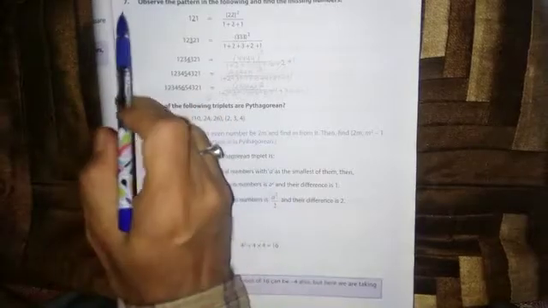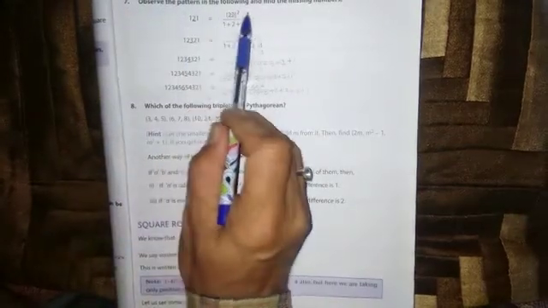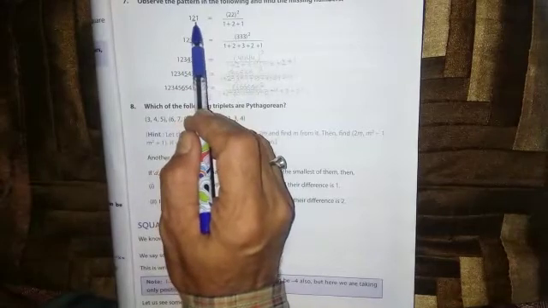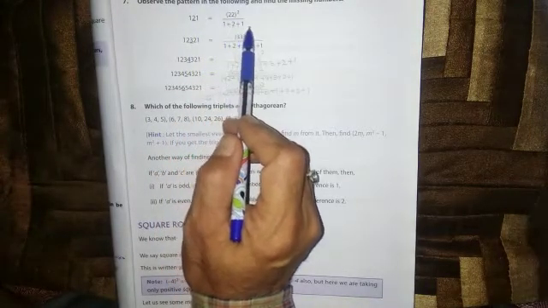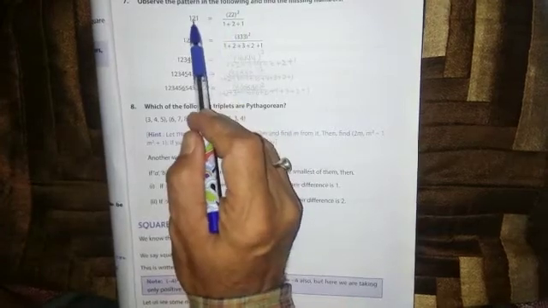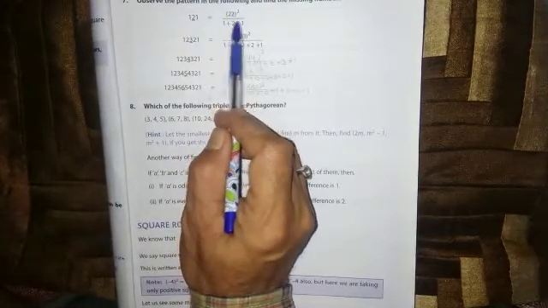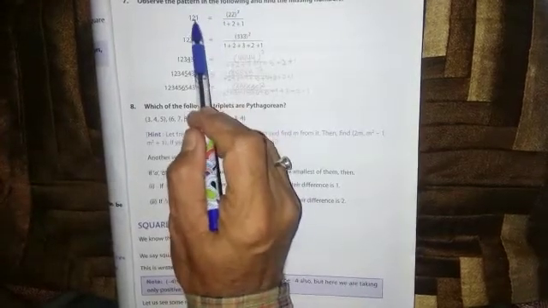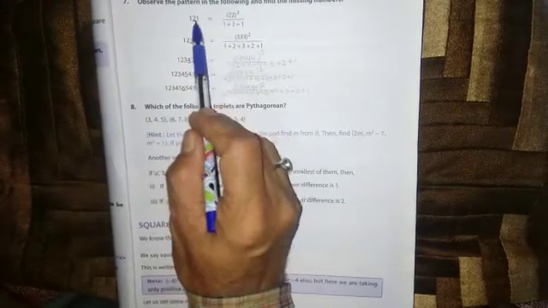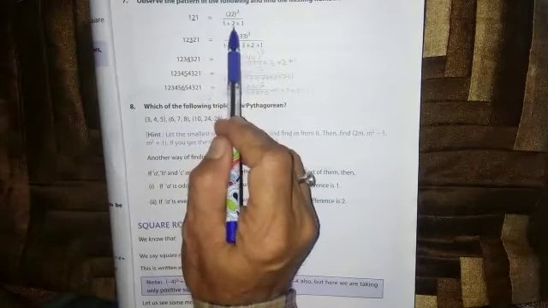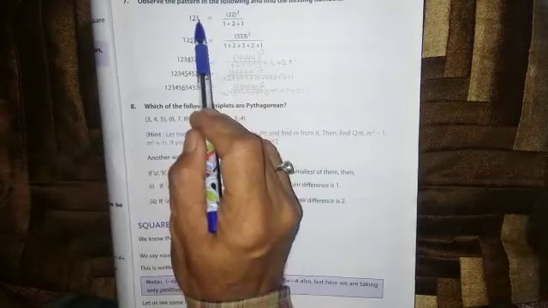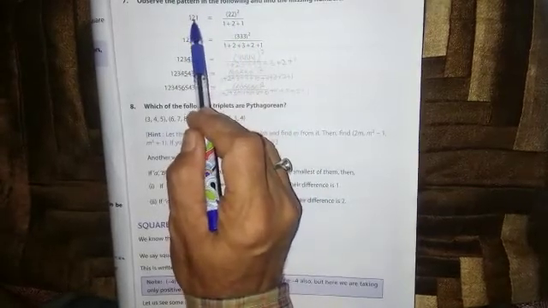Now next question is, observe the pattern in the following and find the missing number. So this is the pattern here. 1 2 1 is equal to 2 square upon 1 plus 2 plus 1. So you can see here, in numerator there is 2, so if there is 1 2 1, you will take 2 times 2 and their square, and in denominator there is sum of all the 3 digits, 1 plus 2 plus 1.